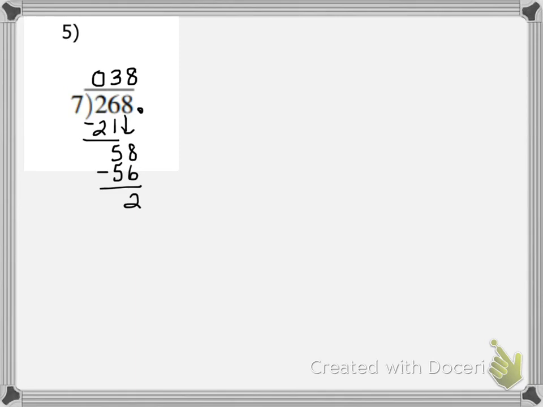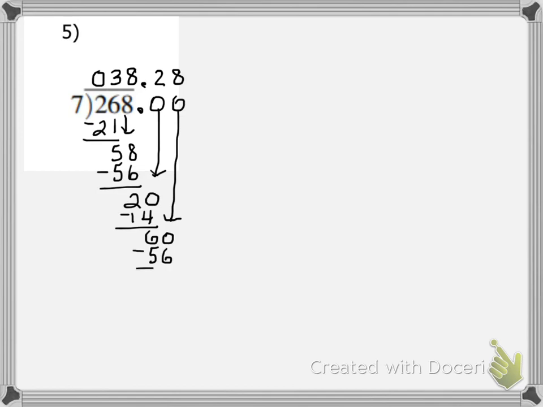So I'm going to add a decimal point and a 0. We're going to bring the 0 down and the decimal point up into the quotient. 7 goes into 20 2 times. That's 14. We have a difference of 6. So we're going to add another 0 and bring it down so we can keep dividing. 7 goes into 60 8 times. Again, that's 56. We have a difference of 4. We're going to add another 0 and keep dividing.